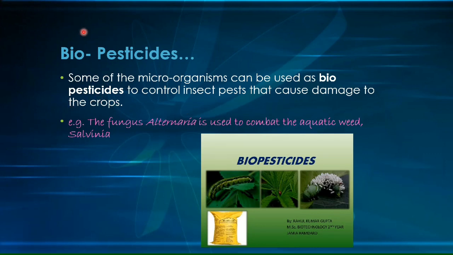So a biological pesticide is simply known as a biopesticide. It means destroying pests by a biological method. This is the meaning of biopesticides. The definition is that some microorganisms can be used as biopesticides to control insect pests that cause damage to the crops. The main example in agriculture is the fungus Alternaria, which is used to combat the aquatic weed Salvinia.